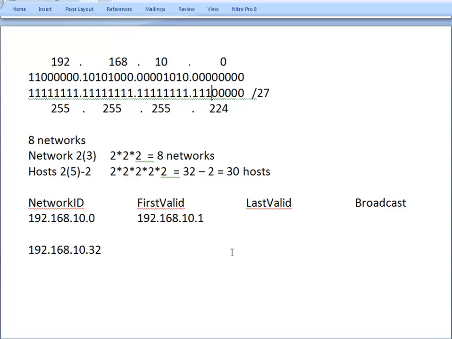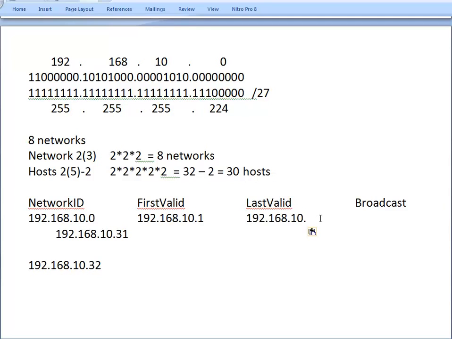Now, the last valid and the broadcast we find out for the first network. So the broadcast address is the network ID of the next network minus 1, so 31 in this case. And last valid is the broadcast address minus 1, so 30 in this case. Okay. Now don't forget the subnet mask is 255, 255, 255, 224. It has changed from 0. Now we found out the first network is already complete.